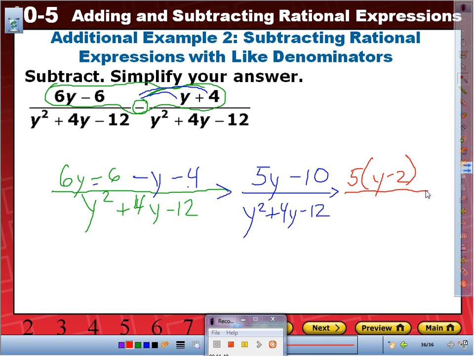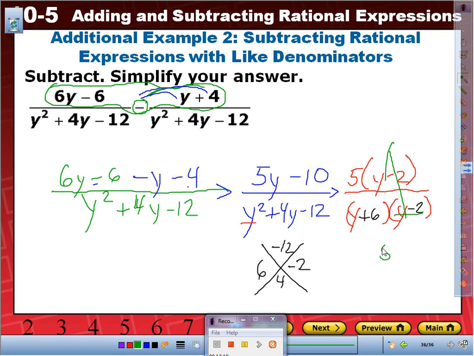The denominator, we can factor and make two factors out of it. Factor the first term, y and y. I get my Power Rangers. Got negative 12, that's 4. What factors of negative 12 add or subtract to 4? 6 and negative 2. So this becomes y plus 6, y minus 2. You guys see the GCF? Yeah, y minus 2, y minus 2. We're left with 5 over y plus 6.